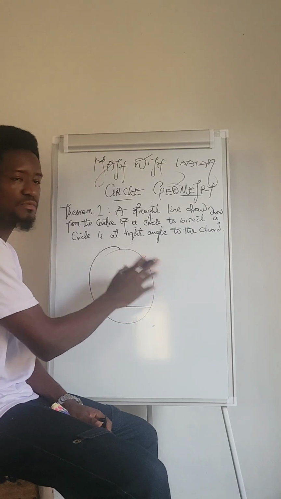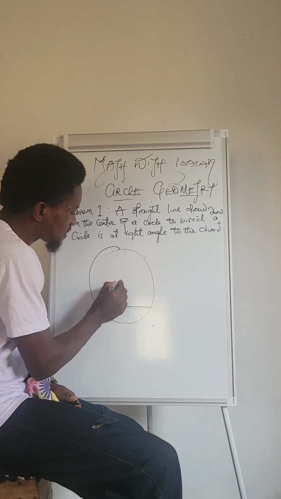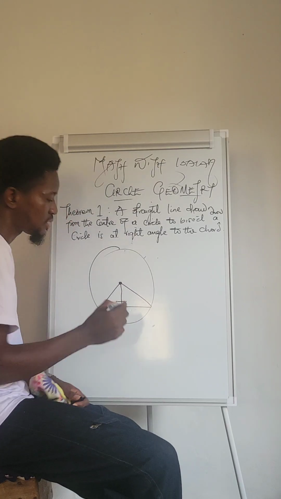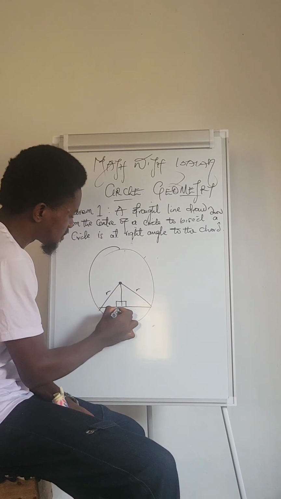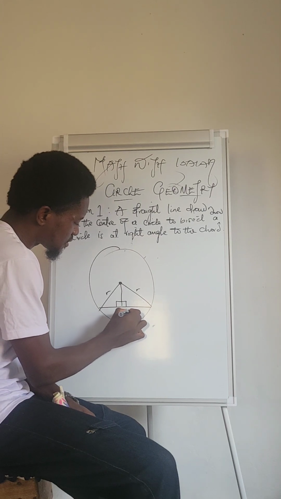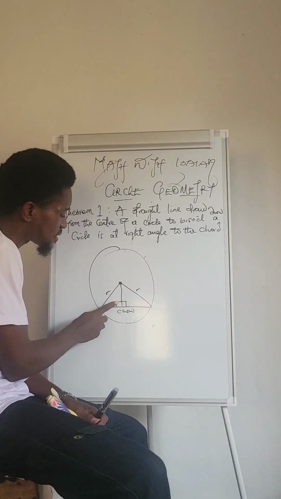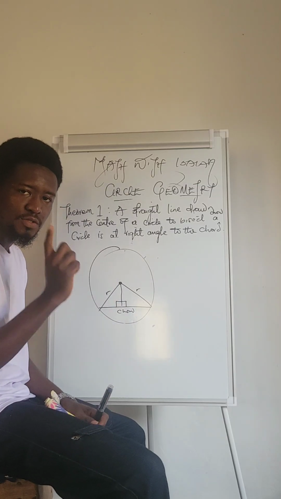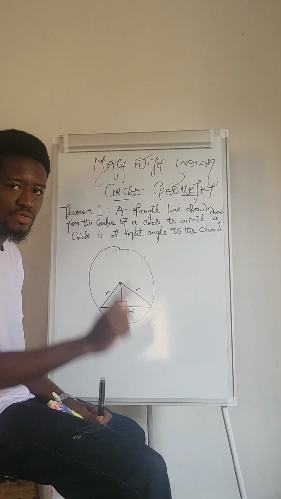I don't want to taint the screen. Now, if we drag this like this and we drag this here, this is a radius. This is a radius. This is a chord. Let's write chord. So this is what the theorem states: a straight line drawn from the center of the circle to bisect a chord is at right angle to the chord.